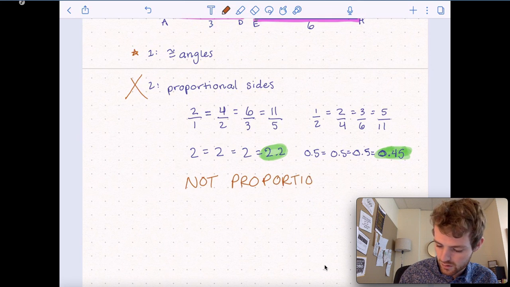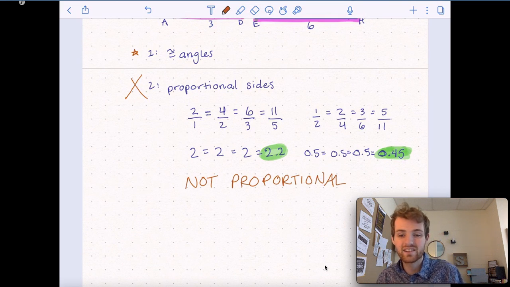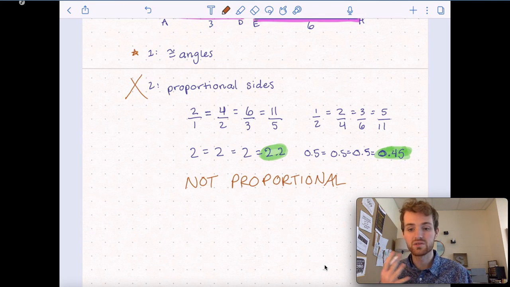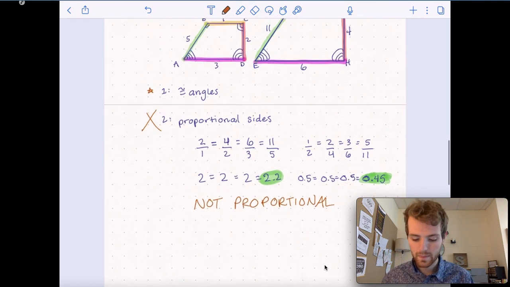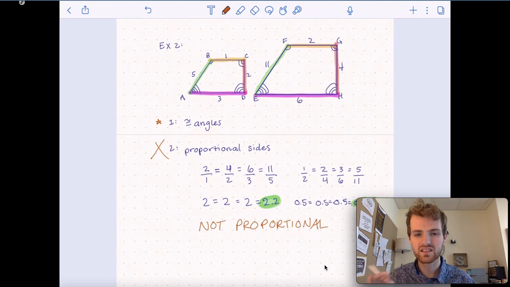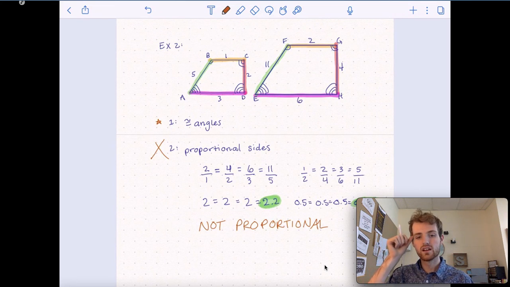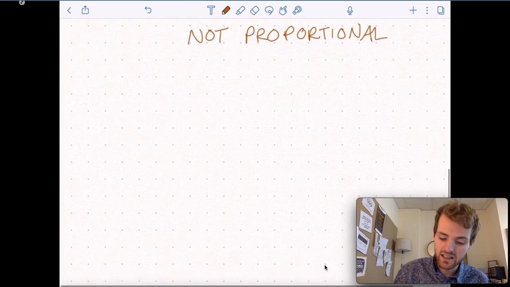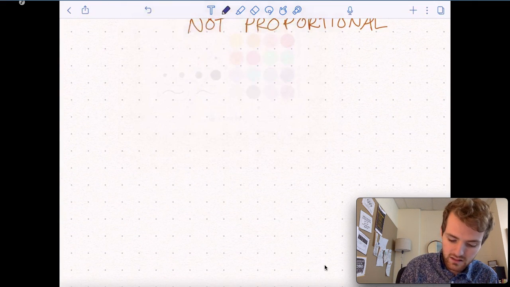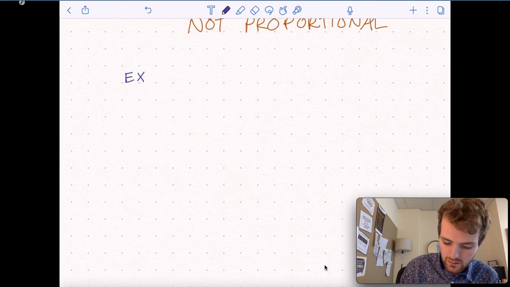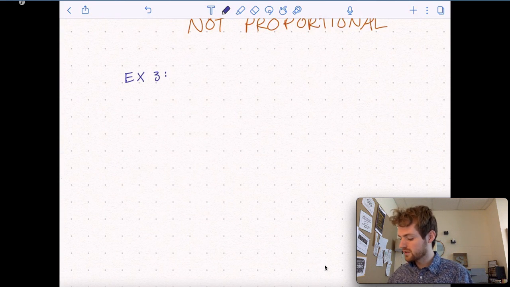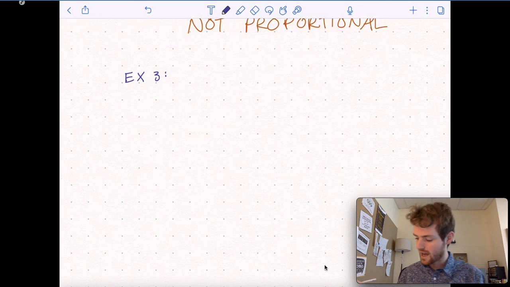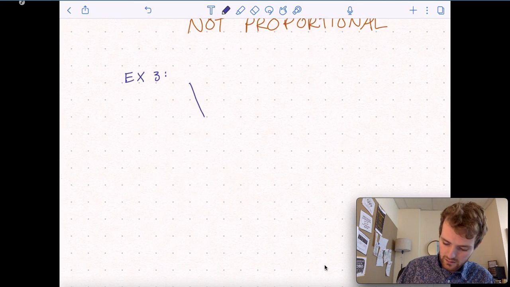Not proportional, or not similar. So we can't write a similarity statement here because they're not similar. This gives us a little extra practice looking at those proportional sides. I have one more example that ties in some of our previous lessons. So example 3 looks at this.